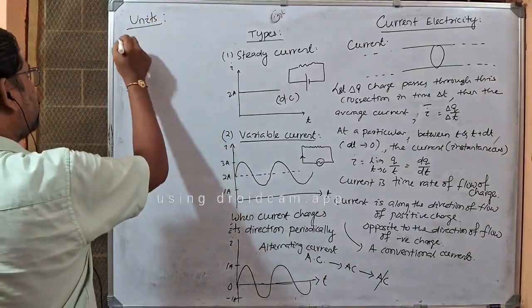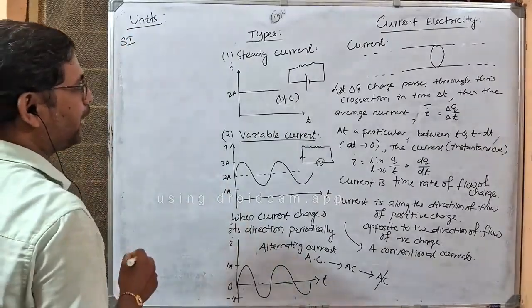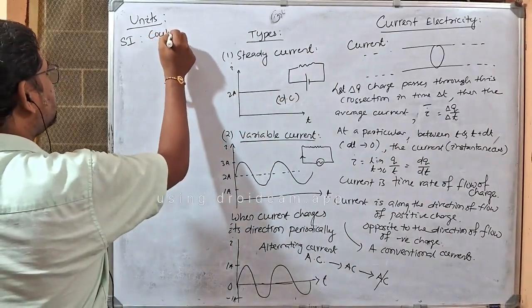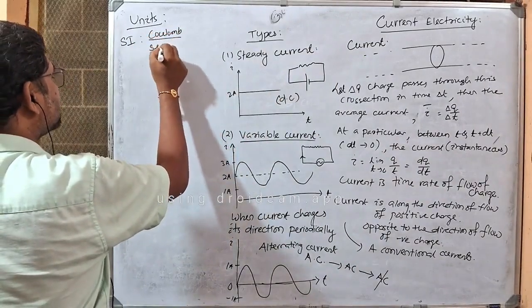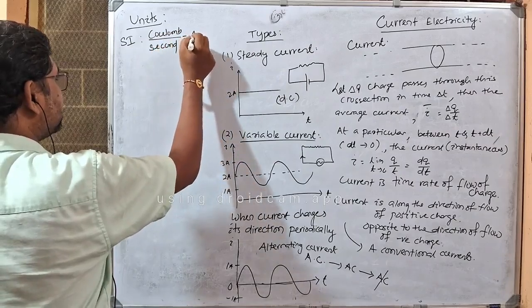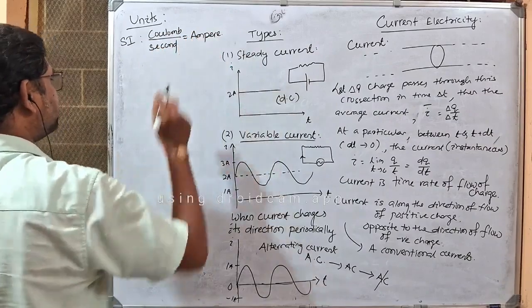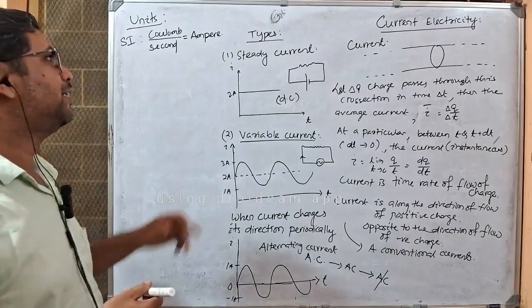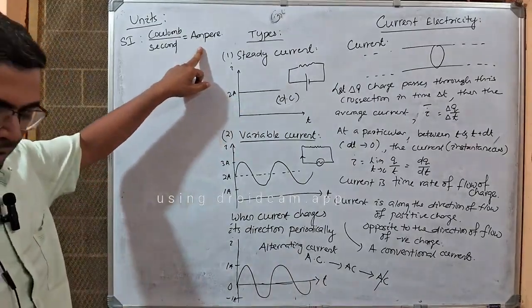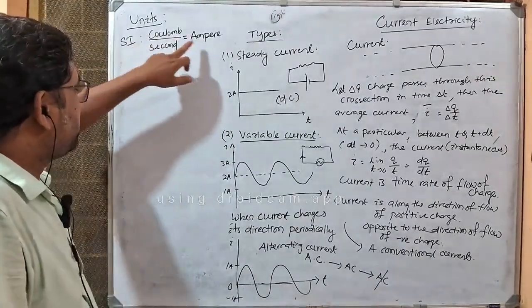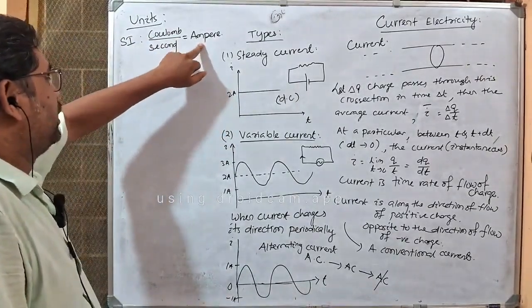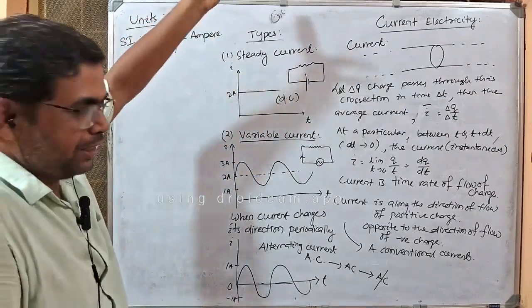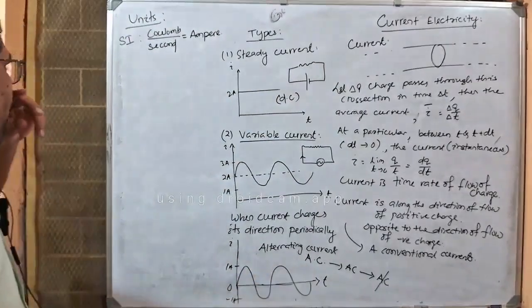Then units. What is the unit of current in SI? Coulomb per second, that is ampere. But ampere is our fundamental unit. Current is the fundamental quantity, so ampere is its fundamental unit. Actually, coulomb is ampere into second; coulomb is the derived quantity.